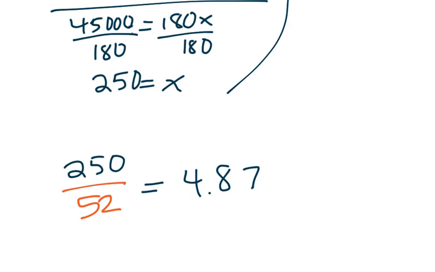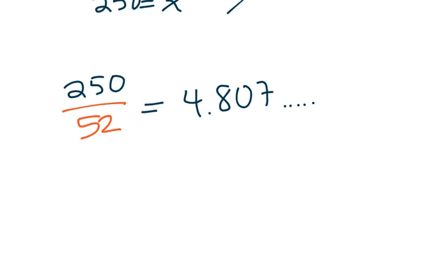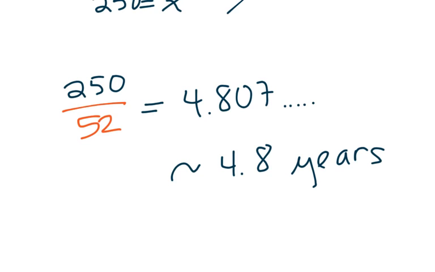4.807... So we're going to just say it's going to take approximately 4.8 years to distribute 80,000 cans of vegetables, now that we know that originally we had the 35,000 that went out on January 1st.